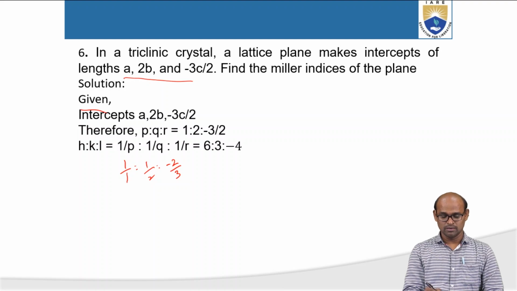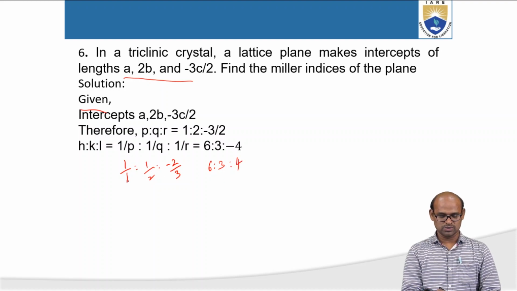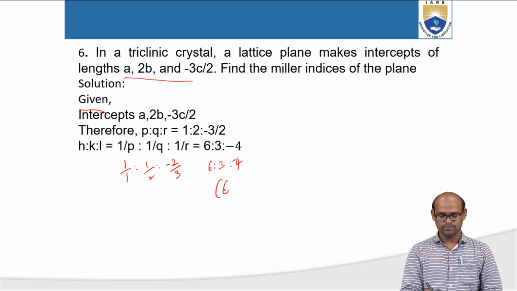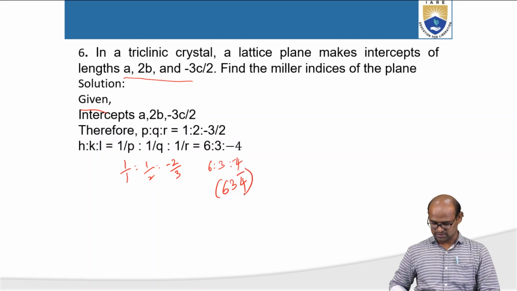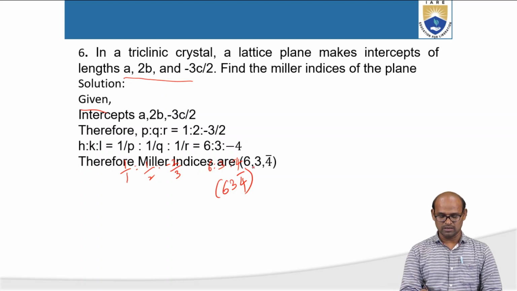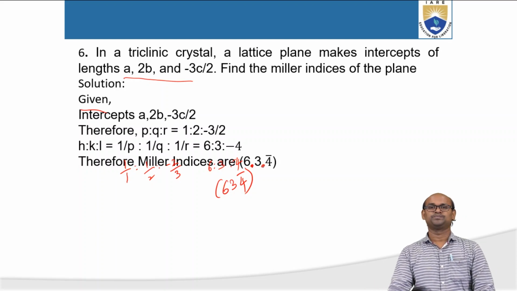So that is 6. So 6, 3 and minus 4, because 6 ones are 6, 3 twos are 6, and 2 into 2 minus is minus 4. So that is 6, 3, minus 4. Whenever there is a minus 4, we have to put a bar on that, right? So that is 6 3 4 bar. No commas here, right? No commas for Miller indices.